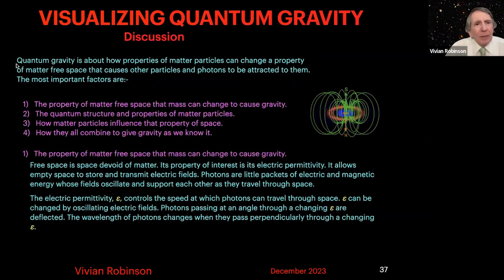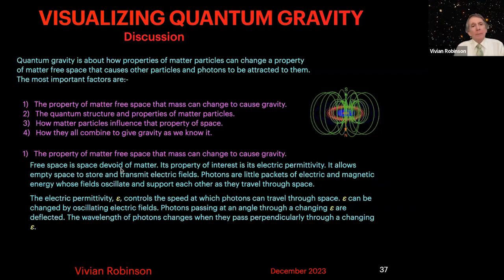So, quantum gravity is about how properties of matter particles can change a property of matter-free space that causes other particles and photons to be attracted to them. The most important factors are: 1, the property of matter-free space that mass can change to cause gravity. 2, the quantum structure and properties of matter particles. How matter particles influence that property of space, and then finally, how they all combine to give gravity as we know it. Starting with the first one.